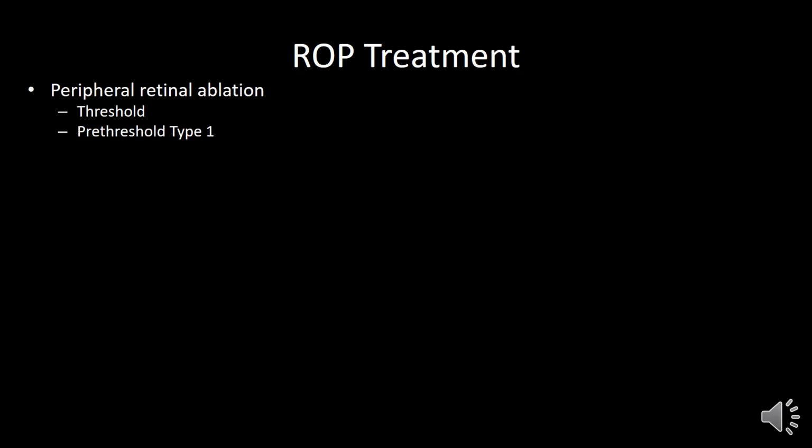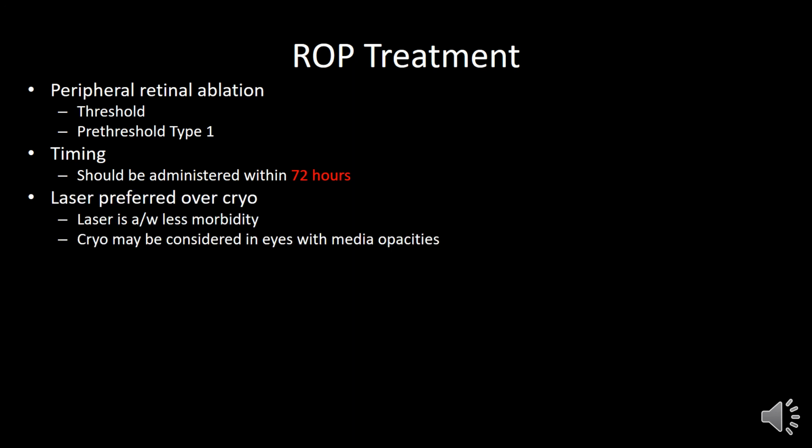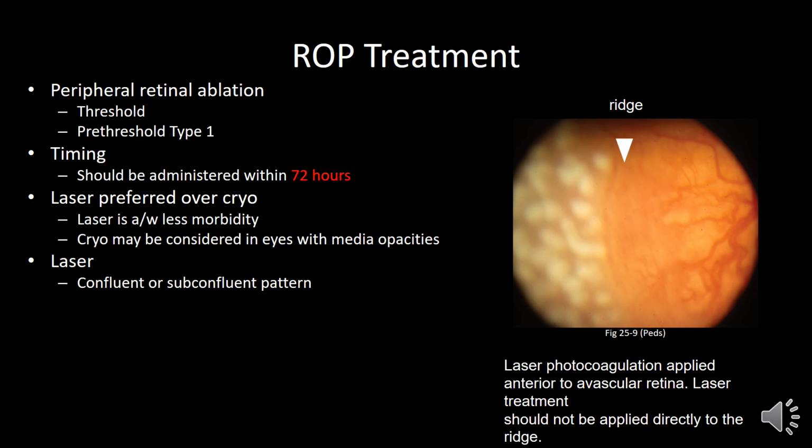Currently, peripheral retinal ablative treatment of threshold and pre-threshold type 1 ROP should be performed. Treatment should be administered within 72 hours of determining its need, and laser is preferred over cryoablation whenever possible, as laser is associated with less treatment-related morbidity. Laser should be applied using an indirect ophthalmoscope in a confluent or semi-confluent scatter pattern. Here we can see laser photocoagulation applied to the anterior avascular retina. Laser treatment should not be applied directly to the ridge.